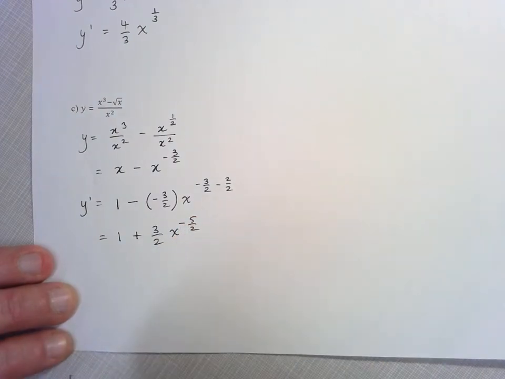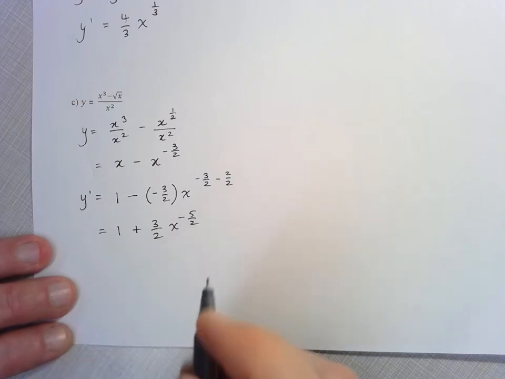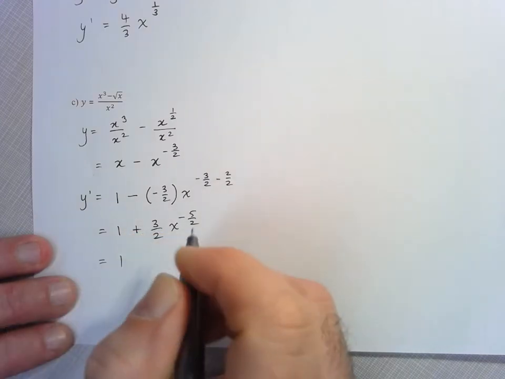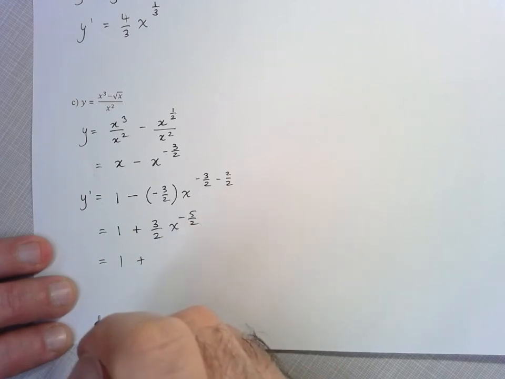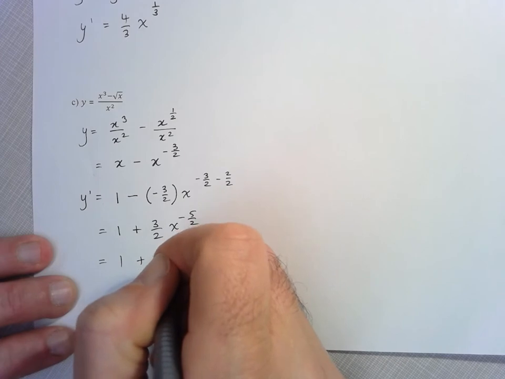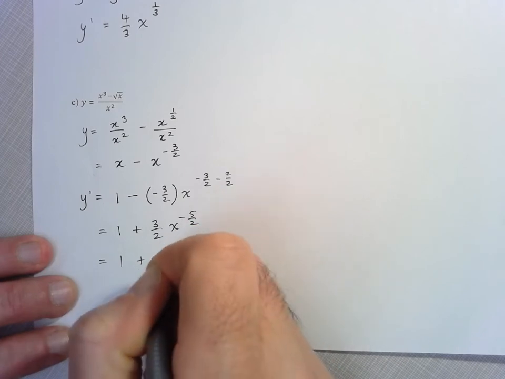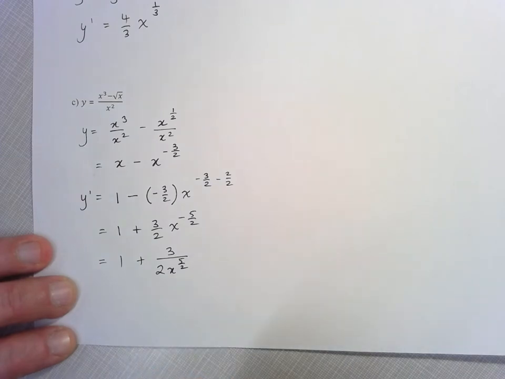Please keep in mind that we are going to be strict about our rule about not having negative exponents in the numerator. So I'm going to rewrite this as 3 over 2 times x to the 5 over 2, and you can leave it like this.